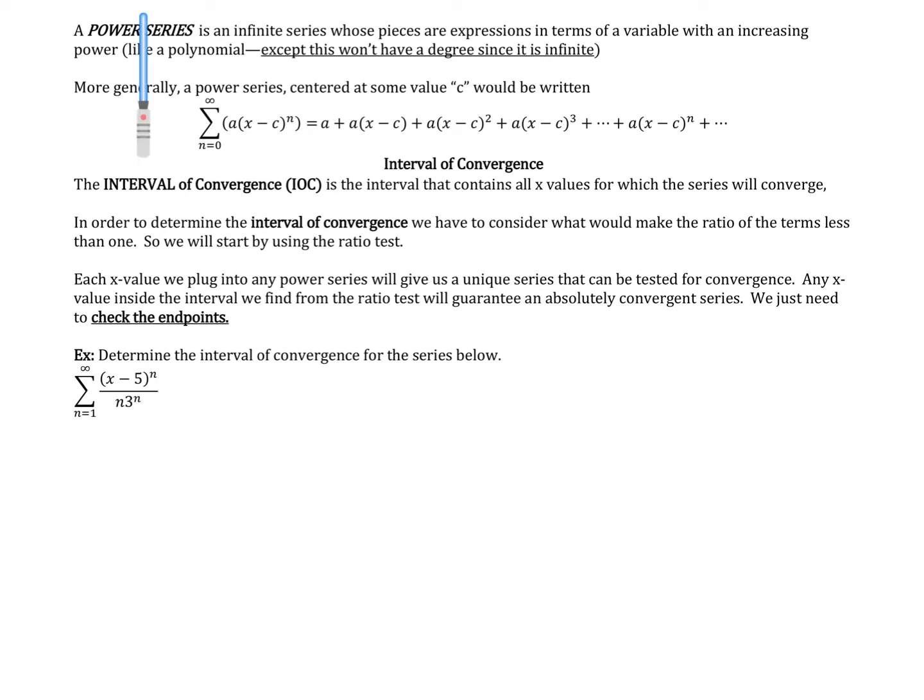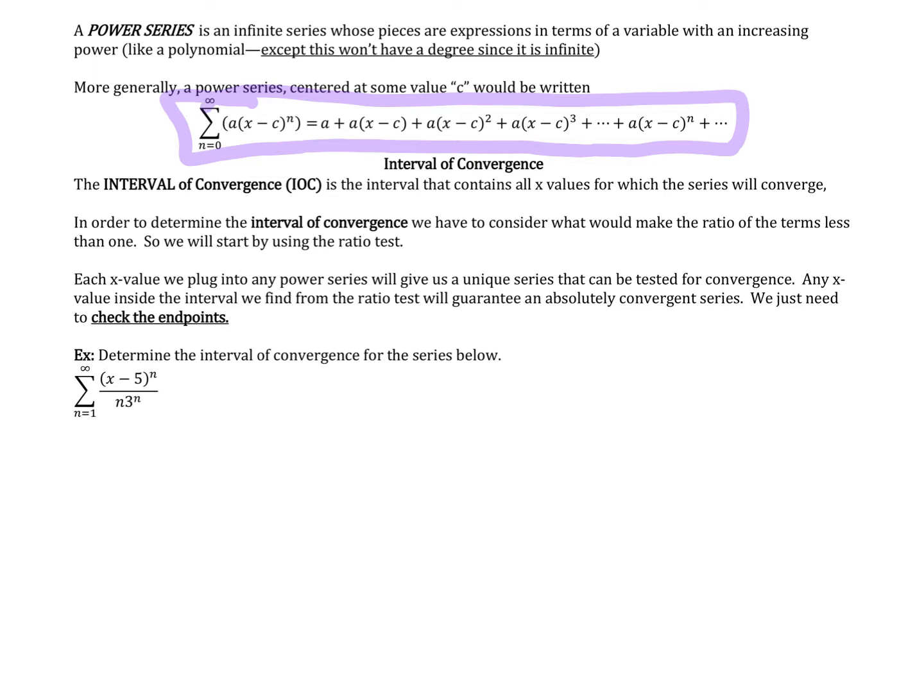A power series is an infinite series whose pieces are expressions in terms of a variable with an increasing power. So it's sort of like a polynomial, except we can't really call it a polynomial because it's going on forever, and polynomials are defined to have a finite degree, which in this case it would not. But you can think about it like a polynomial. So this is the general form for a power series, and we're going to focus a lot on power series in the next couple of sections. This particular power series is centered at some value c.